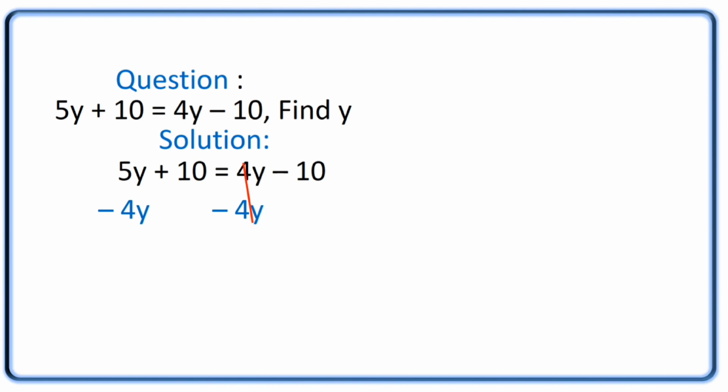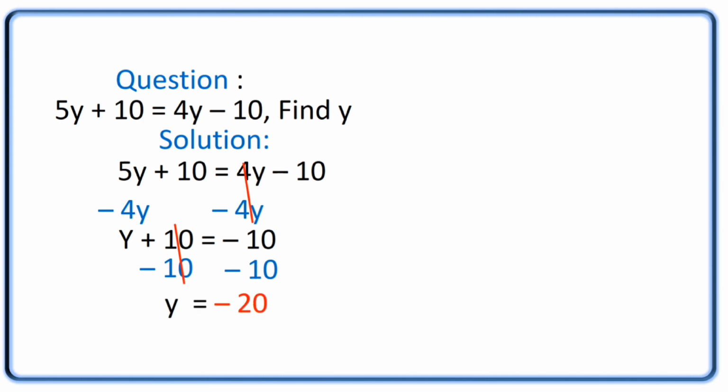5y minus 4y becomes y plus 10 is equal to minus 10. On the left hand side, y plus 10 is there. To cancel plus 10, we have to take minus 10. Then put minus 10 on both sides. Minus 10 and plus 10 get cancelled. Then y is equal to minus 20.